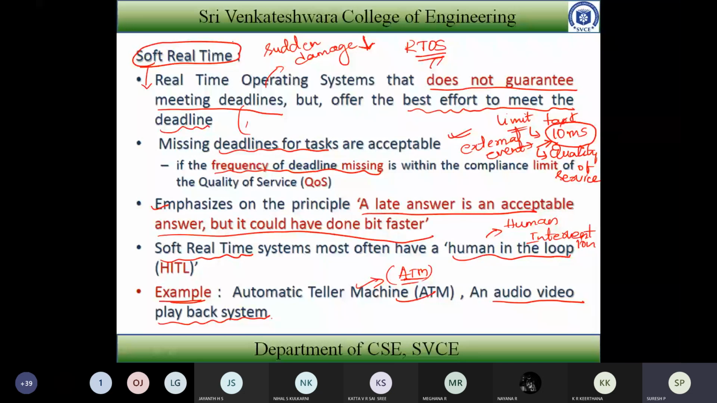If you're talking about hard real-time, you should adhere to the deadline. Whereas in soft real-time, even if the deadline is not met, no harmful events are going to happen. Those are the differences between a soft real-time system and a hard real-time system.